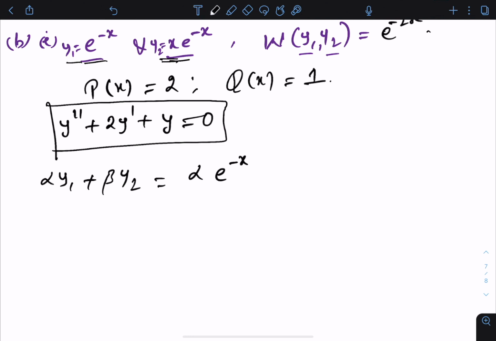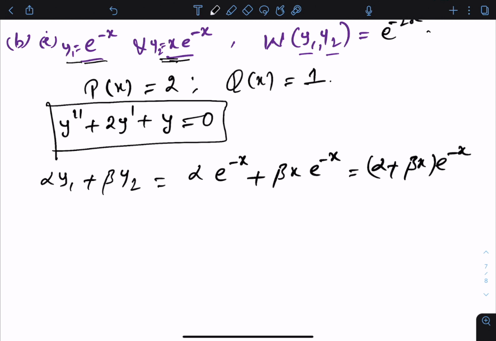e power minus x plus beta x e power minus x, which basically is (alpha plus beta x) e power minus x, right? This is what you get. And now if this linear combination, if you call it y(x), then what we have obtained is y(x) is equal to (alpha plus beta x), and this e power minus x can be brought in here. So the solution, any linear combination of the given functions will be of this form.